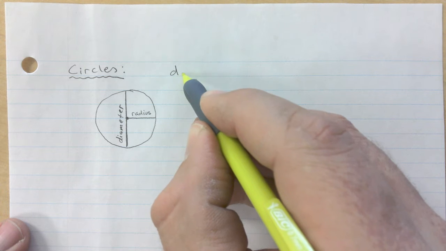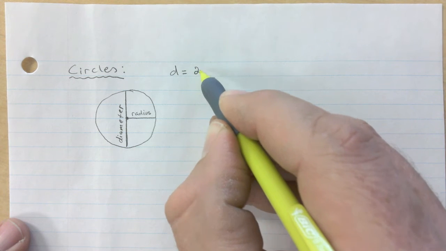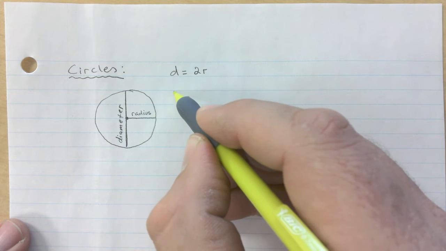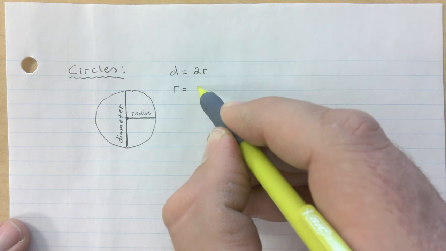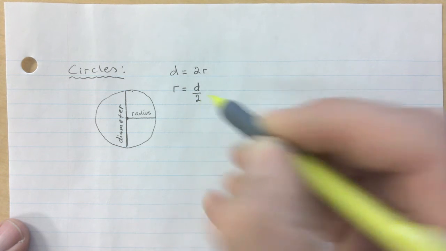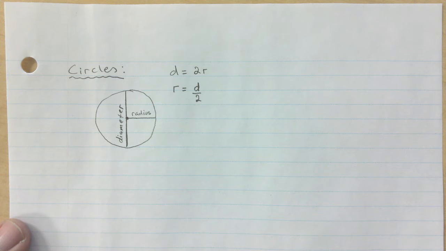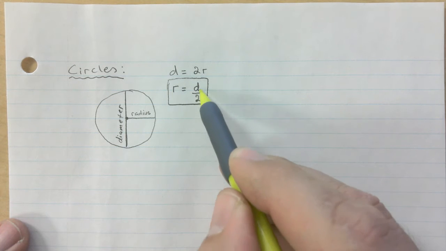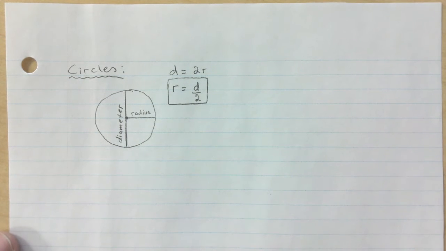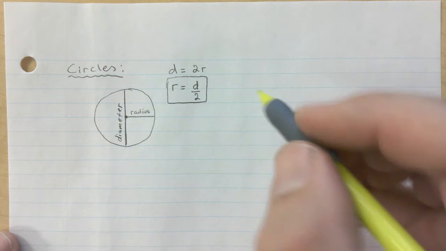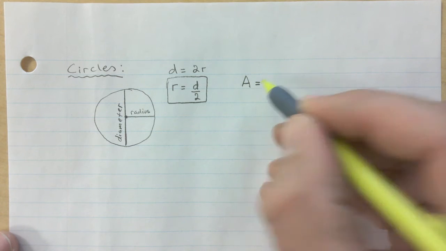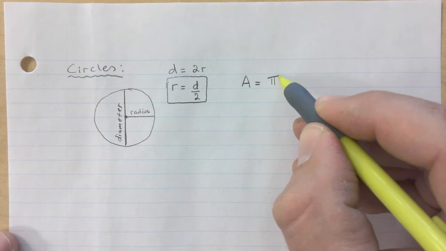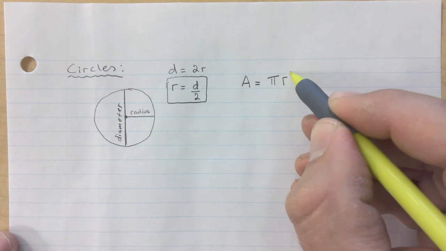And so the diameter is always equal to 2 times the radius. And the radius is equal to diameter divided by 2. This is probably the most important one of the two. You need your diameter split in half to get the radius. So the area of a circle is pi times radius squared.